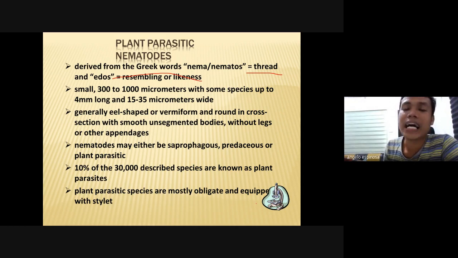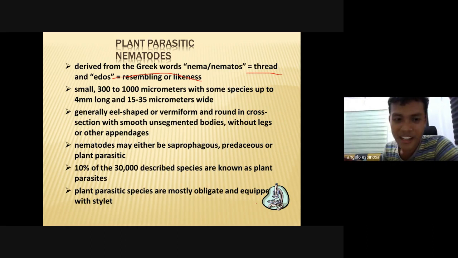Anong ginagawa ng nematodes? Using their muscles in order to move. Muscles ang ginagamit. Okay? The nematodes may either be saprophagous, predaceous, or plant parasitic. Pwede siya maging plant parasitic, pwede siya maging predator, and pwede din siya maging sapro. Okay? And then we have 10% of the 30,000 described species, or 3,000 siguro ang 10%. Okay? Species are known as plant parasites. Parasitic sa plants yung nematodes. Plant parasitic species are mostly obligate and equipped with a stylet.